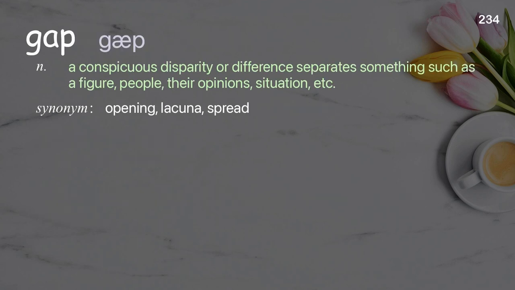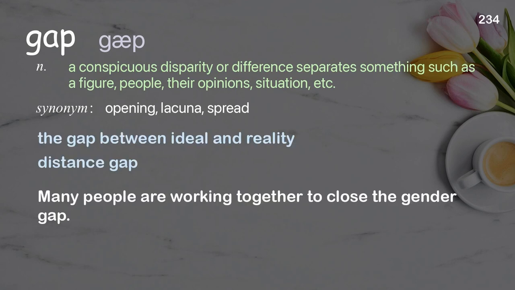Gap. A conspicuous disparity or difference that separates something such as a figure, people, their opinions, situation, etc. Examples. The gap between ideal and reality. Distance gap. Many people are working together to close the gender gap.